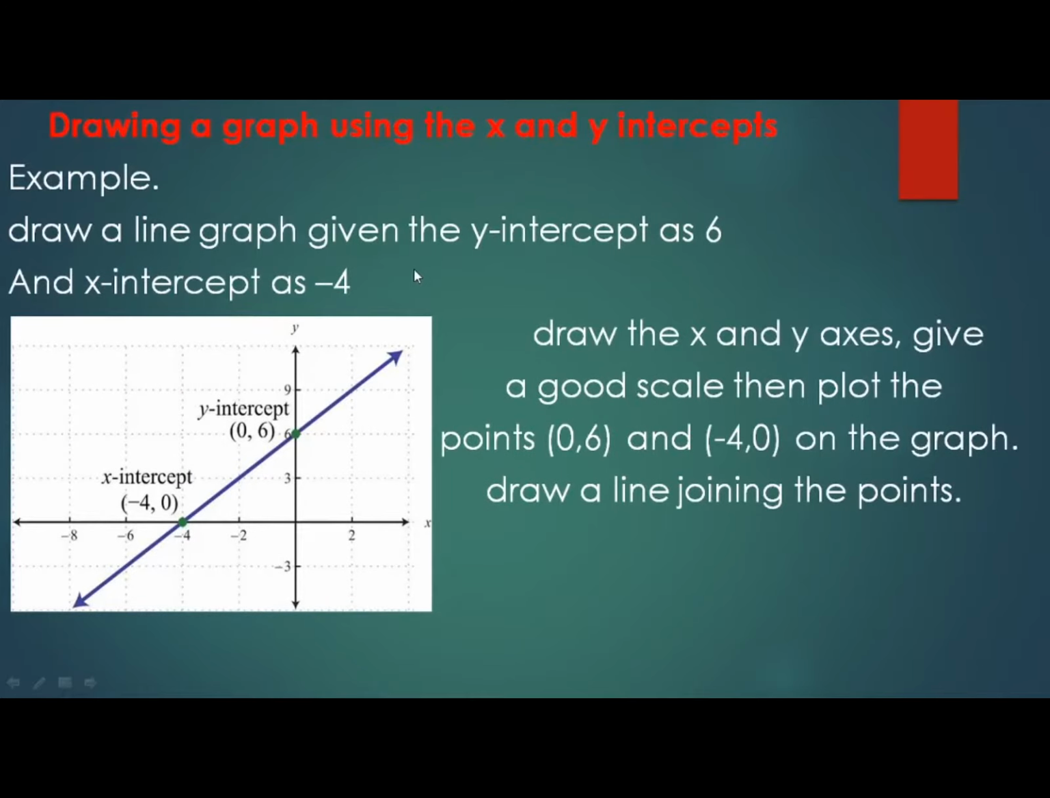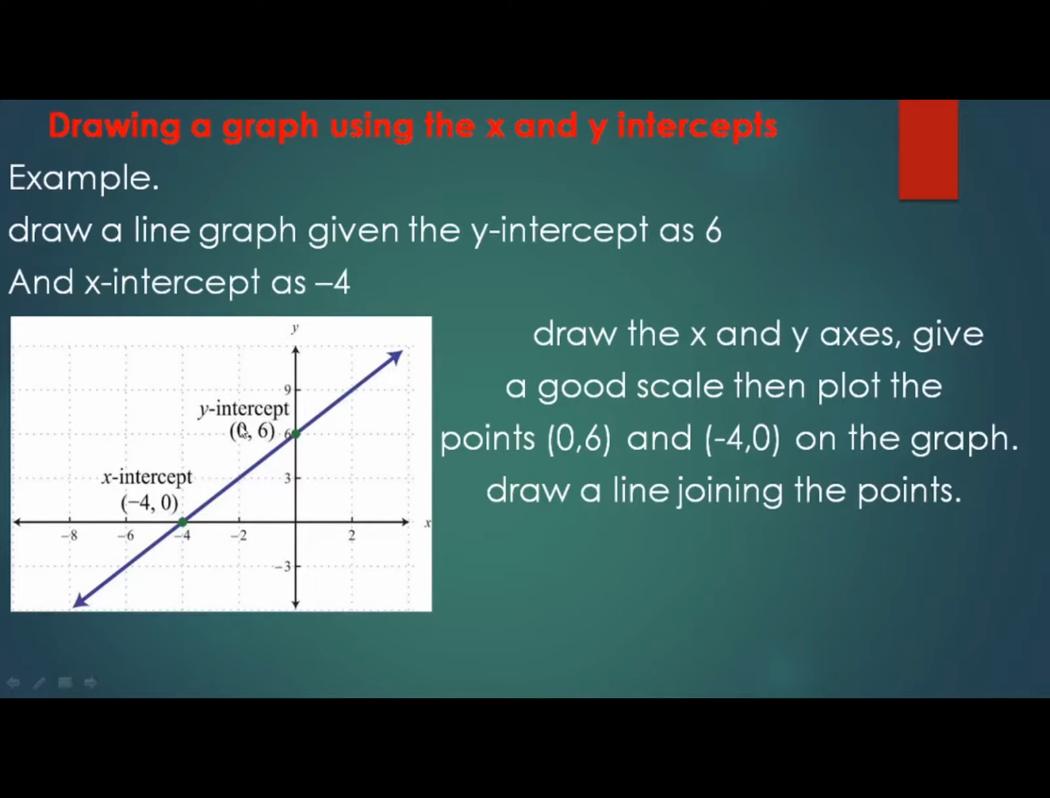Drawing a graph using the x and the y-intercepts. We learned in Form 1 how to plot points. Now in this example, we are given that we draw a line graph given the y-intercept as 6 and the x-intercept as negative 4. We know that with the y-intercept being 6, the value of x is 0, and therefore the point is (0, 6). And when given the x-intercept as negative 4, we know the value of y is 0, and therefore the point is (-4, 0).